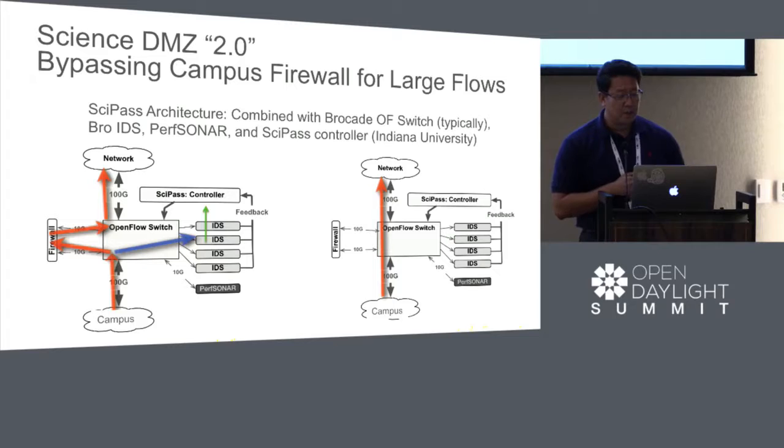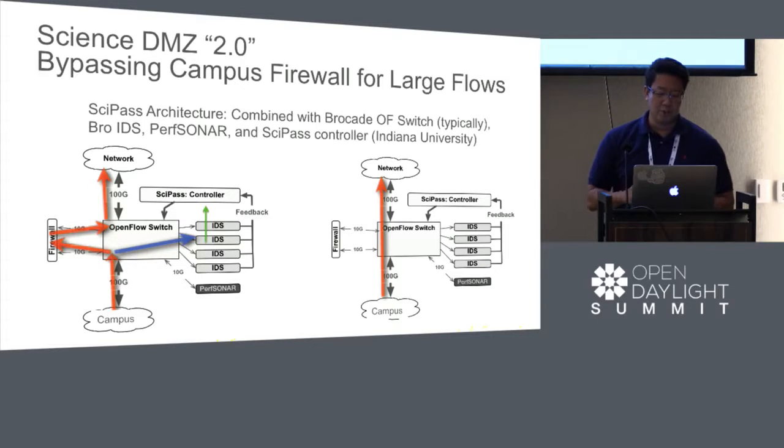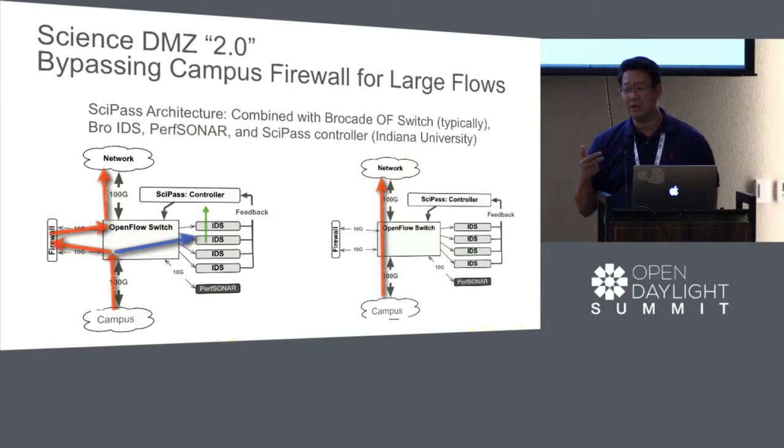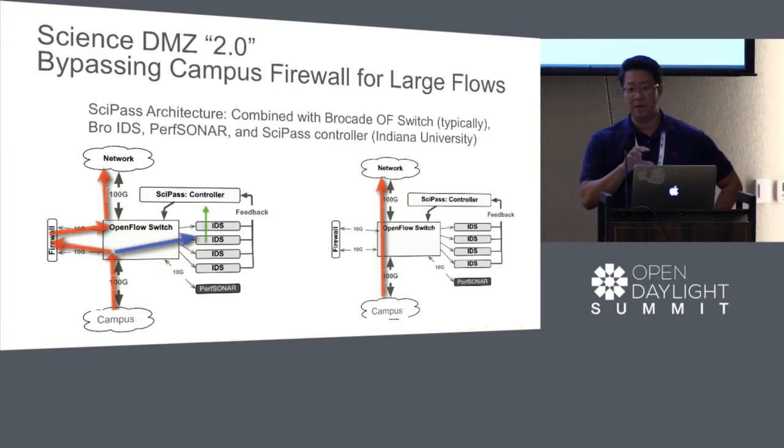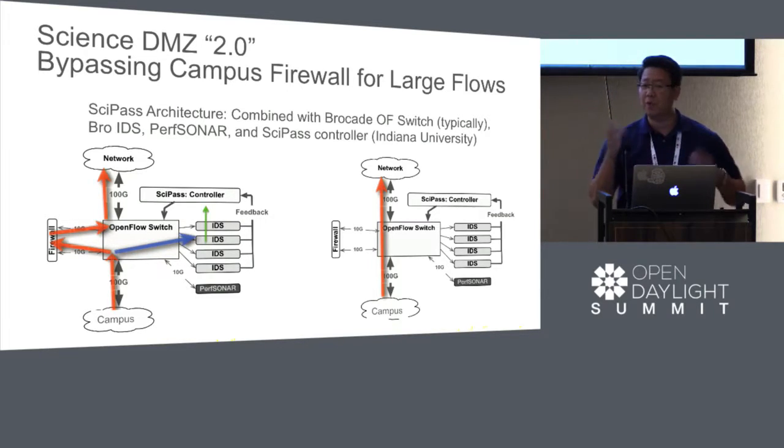I call this one Science DMZ 2.0 because it was automating things, since the IDS detects the flow. But a little bit of the downside was that inside the cluster of IDS, you still had to put some sort of whitelist or ACL, because detecting the large flow is not easy. So based on this architecture, using the header information, source and destination, we assume that this is going to be the large flow.